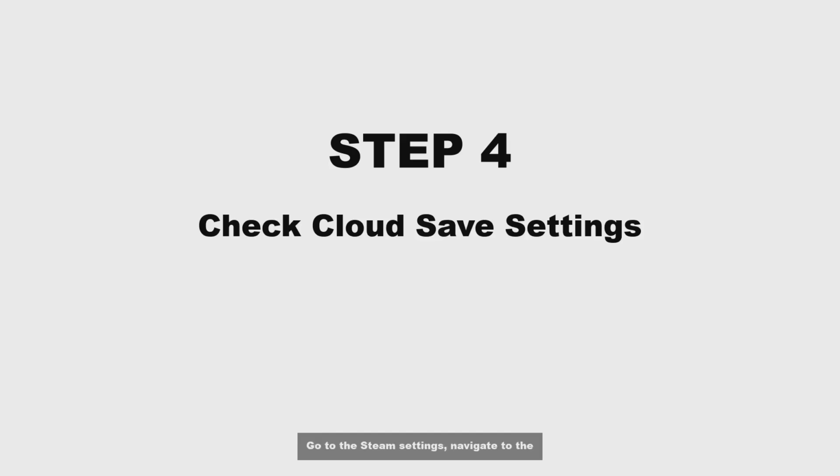Step 4. Check Cloud Save Settings. Go to the Steam Settings, navigate to the Cloud tab, and ensure that the Enable Steam Cloud Synchronization for applications which support it option is checked. This setting must be enabled for cloud saves to function.